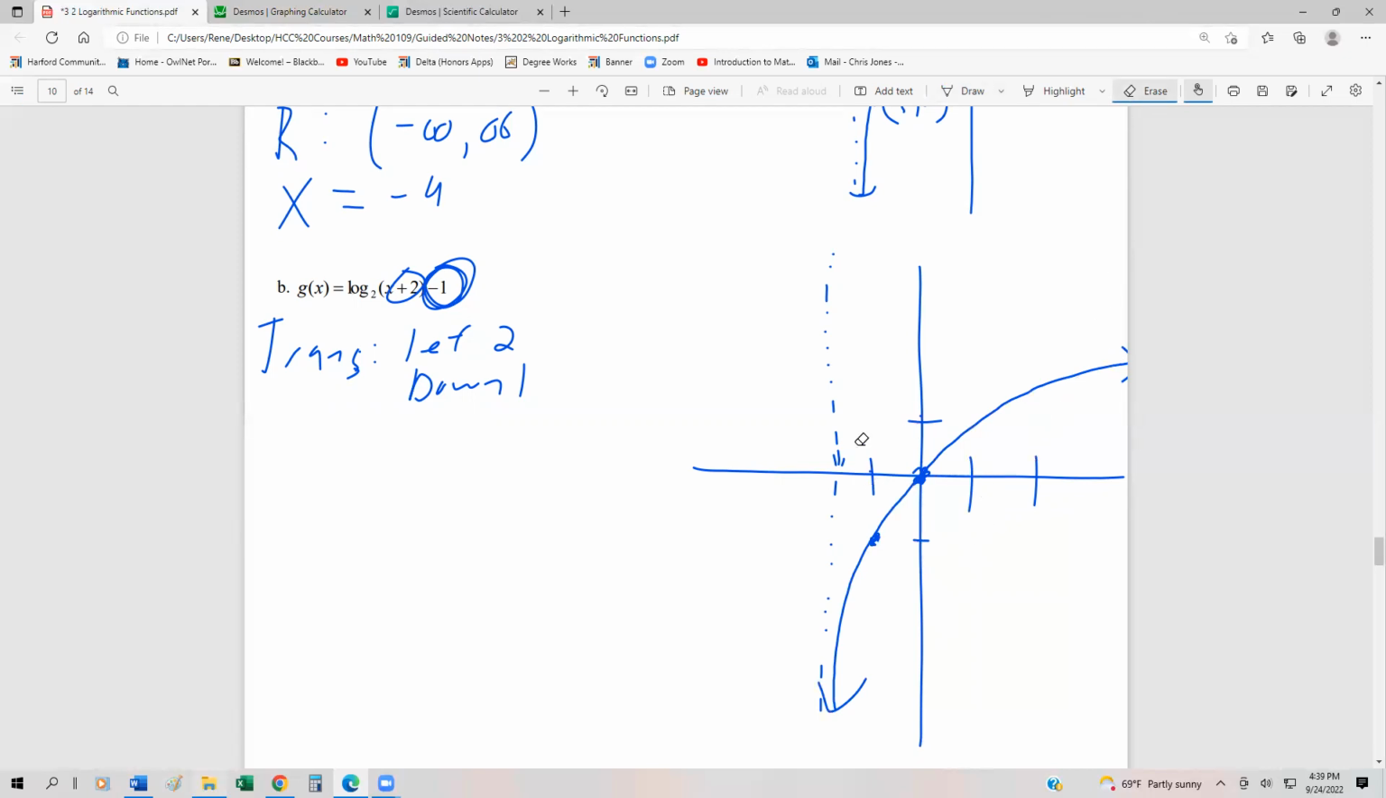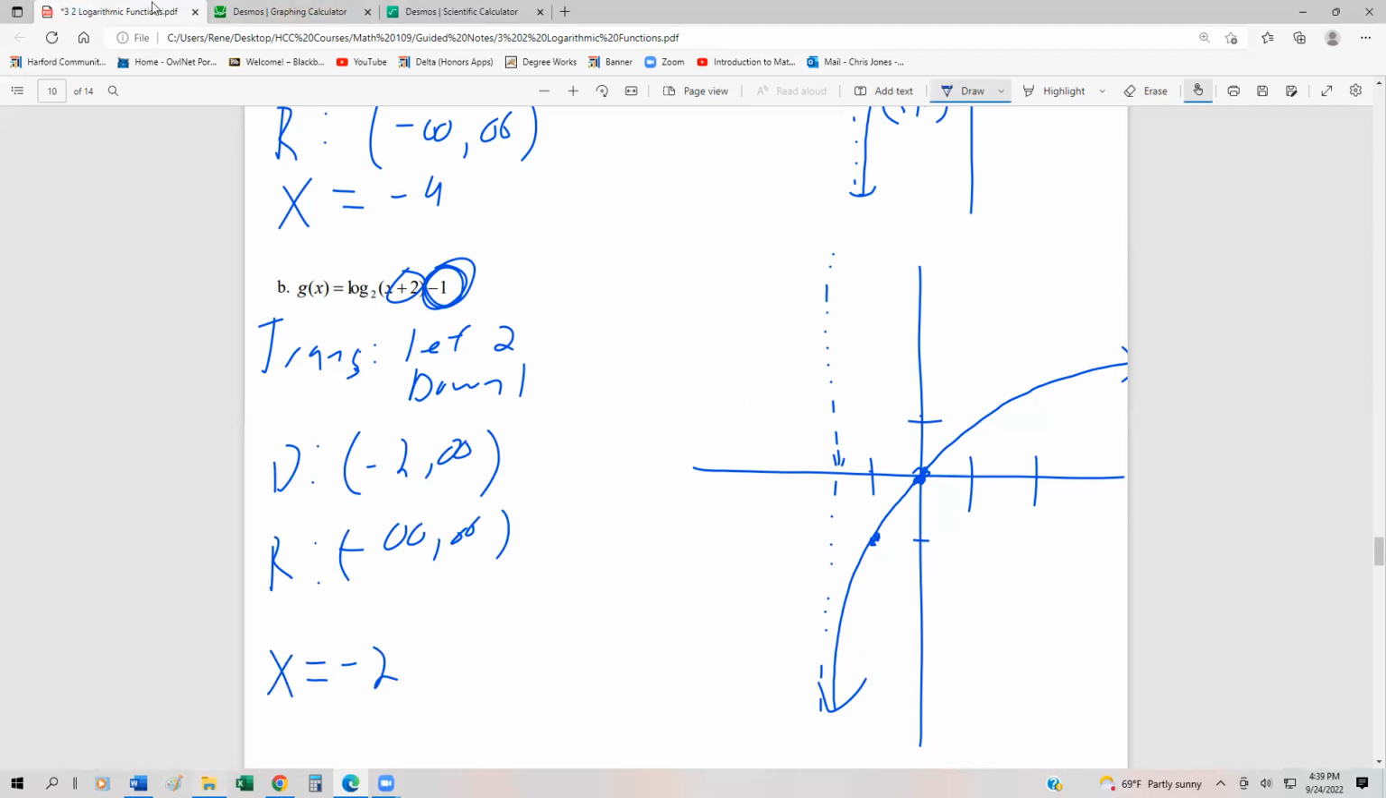If I look at our domain, it should be from negative 2 to infinity. Our range should be from negative infinity to infinity. And the asymptote is going to be at negative 2.